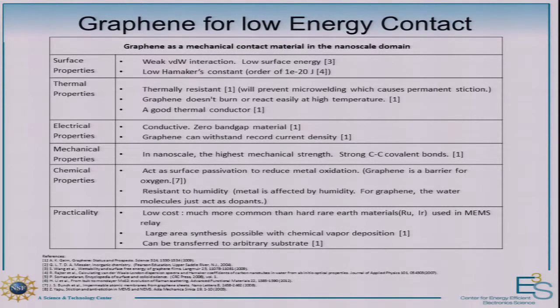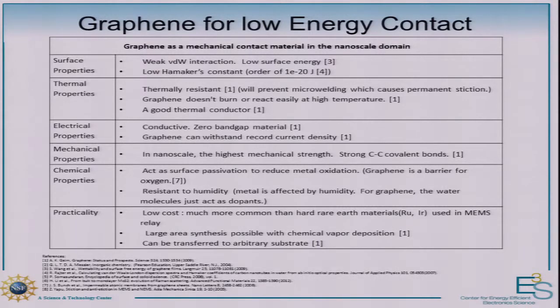It's a very good thermal conductor. It's also a good electrical conductor, and it can withstand high current density. At the nanoscale, it's the mechanically strongest material, with strong carbon-carbon covalent bonds. It also acts as a surface passivation layer to reduce metal oxidation. Graphene is a barrier for oxygen.